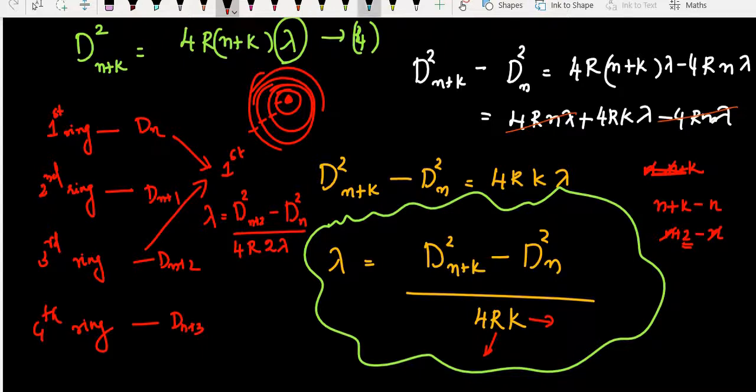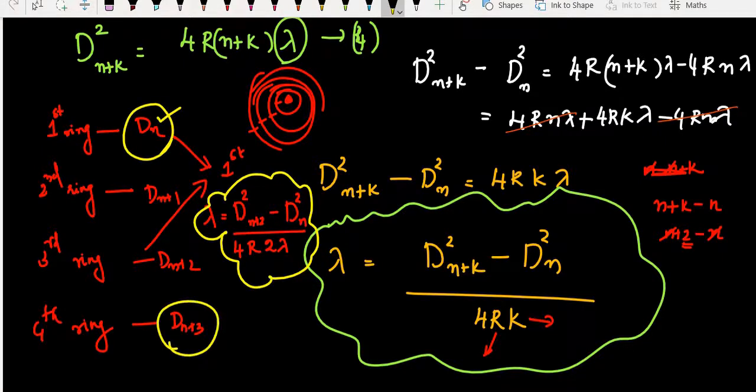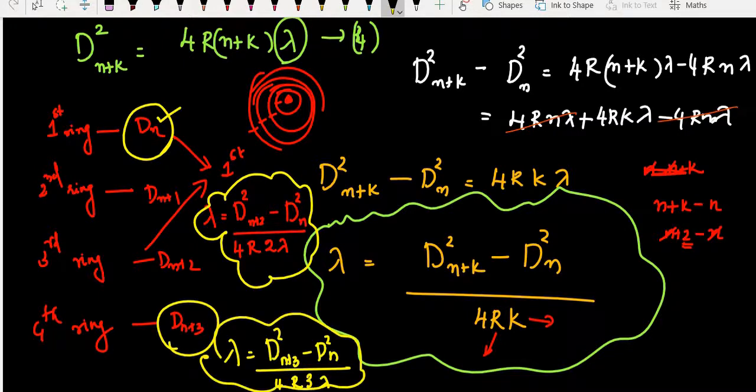So the equation becomes lambda equal to D square n plus 2 minus D square n divided by 4R into 2. Similarly, taking the same nth value and n plus 3, lambda is equal to D square n plus 3 minus D square n divided by 4R into 3, since n plus 3 minus n is 3. So we will get a number of values. We measure the diameters of all the possible rings and subtract. To avoid error, we will apply some techniques, but this is the basic method to calculate the wavelength using this experiment. I hope you understood. Let's do the experiment in the lab so you will get a better understanding of it. Thank you.